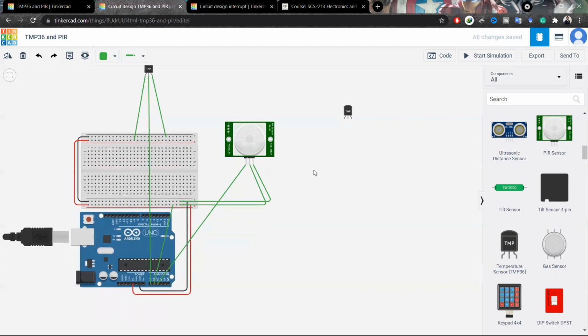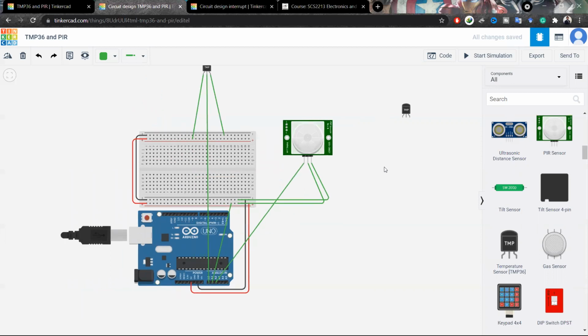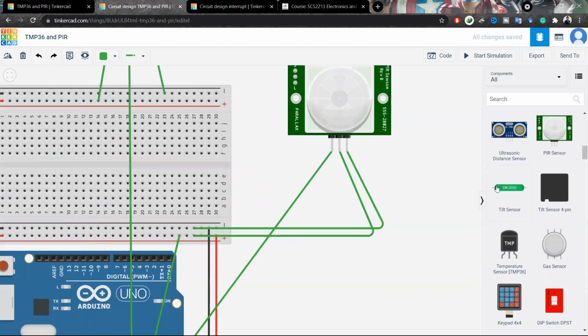In the practical, did they tell you how to use this breadboard? How the breadboards are connected? Yes or no?